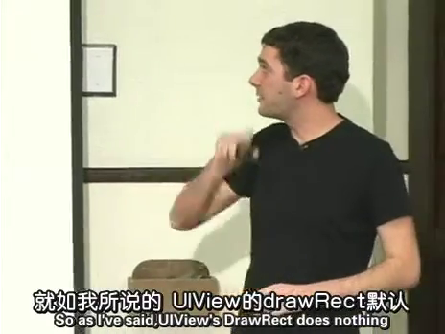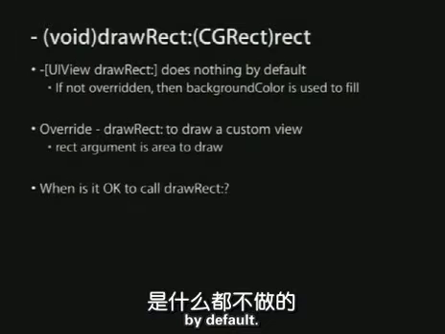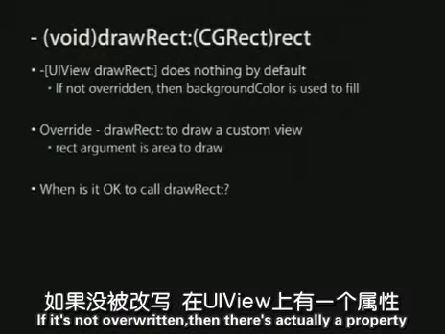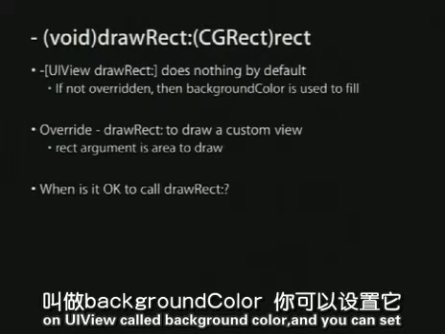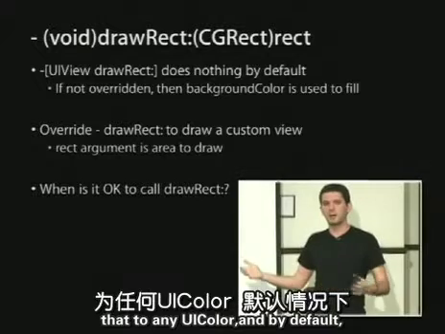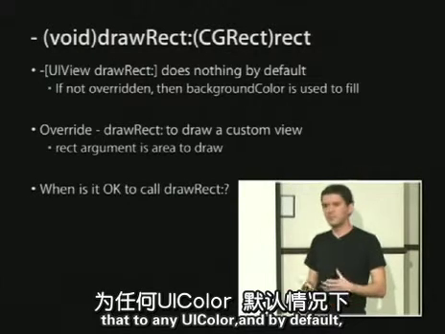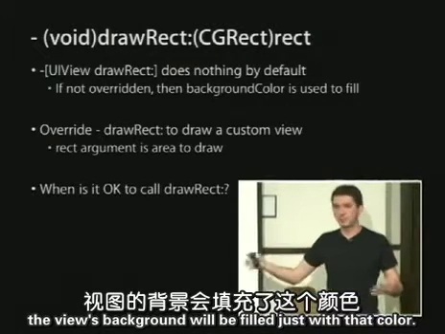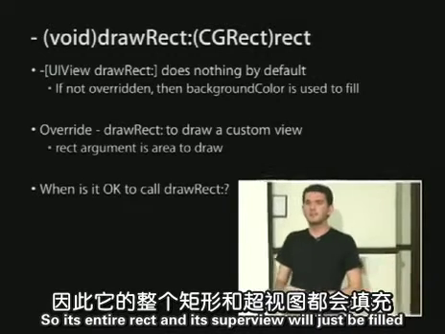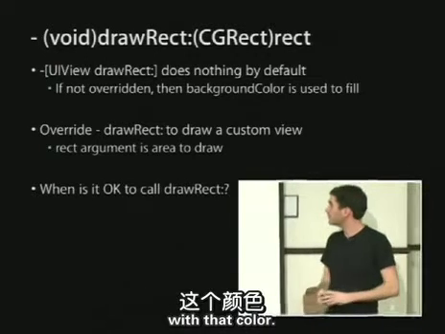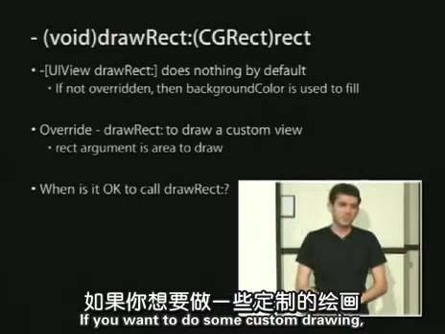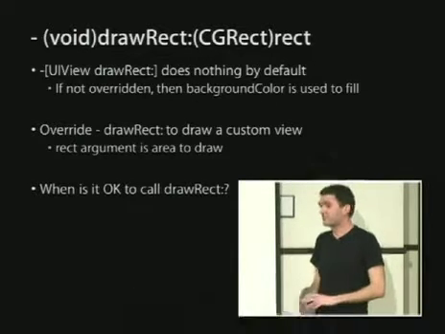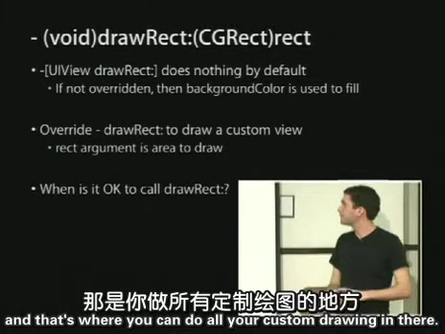So as I said, UIView's drawRect does nothing by default. If it's not overridden, then there's a property on UIView called backgroundColor, and you can set that to any UIColor. By default, the view's background will be filled with that color, so its entire rect in its superview will just be filled with that color. If you want to do some custom drawing, you override drawRect, and that's where you do all your custom drawing.